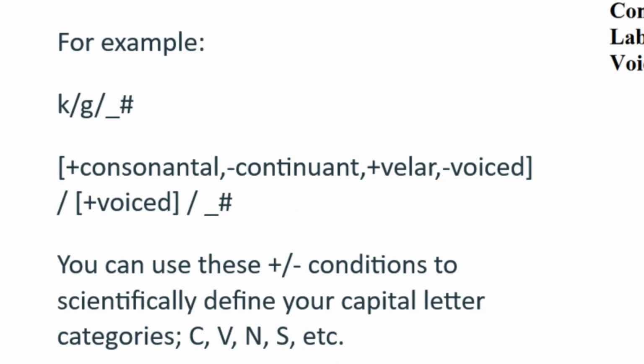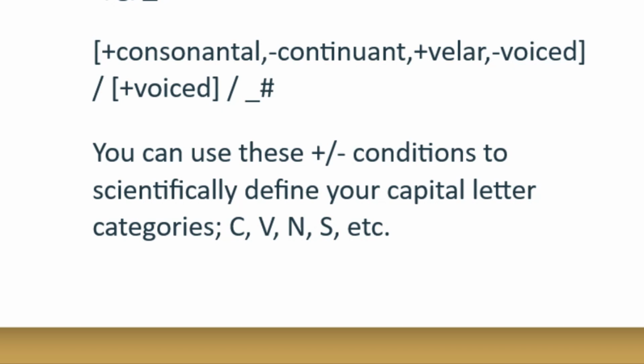So for example, again, we have here ka turns to ga when it's before the end of a word, right? Before a word boundary. So you could also write that out as plus consonantal, minus continuant, plus velar, minus voiced, slash, plus voiced, slash, before a word boundary, and that means the exact same thing as ka turns to ga before a word boundary. It's the same thing.